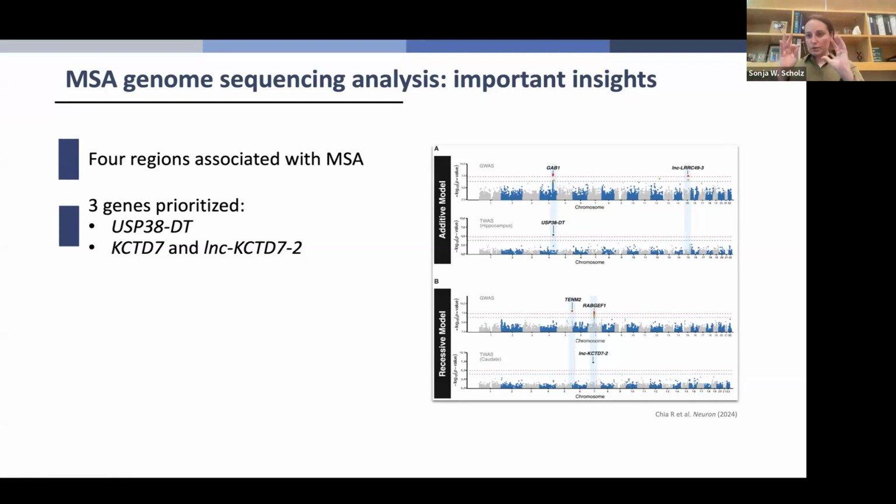There's often multiple genes in this region, but sometimes using other statistical tools and other types of data, we can really pinpoint what's the most likely gene that is driving risk. And so we were able to actually prioritize 3 of those genes. They have these acronyms, these names, but they tell us something about the underlying disease process. And so one is important, especially for protein handling. And then this KCTD7 gene is also an interesting gene.